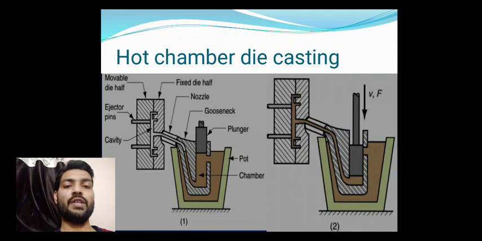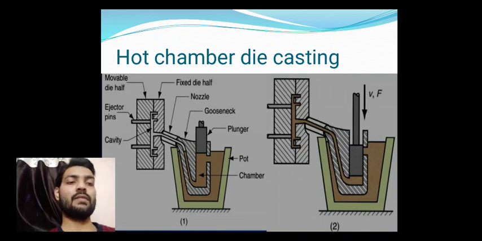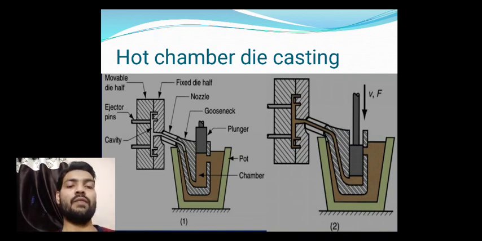Now the second figure shows that when we compress the plunger, the hot metal or molten metal will flow into the mold cavity through the gooseneck, and after solidification our product is formed.